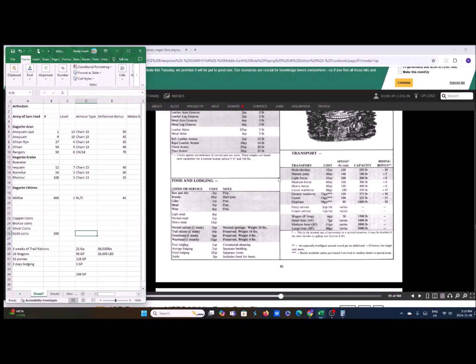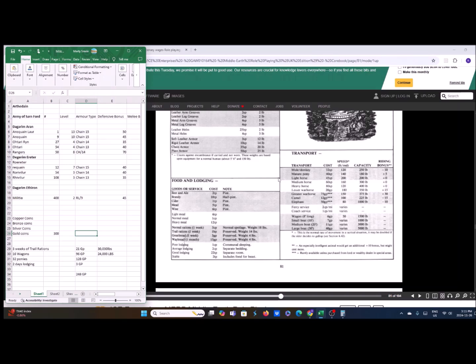And I wasn't sure how many ponies. Do I need 2 ponies per wagon or do you need 4? So I went with 2 ponies per wagon. So I got 32 ponies at 128 gold pieces total. Now I know they're listed in silver pieces. So that's quite a big wagon train. And then I did 2 days of lodging. So it's going to take 2 days for the army to get together and then march out the next day. That might be a low figure. I might not need that many wagons or that many ponies, but that's what I'm going with.